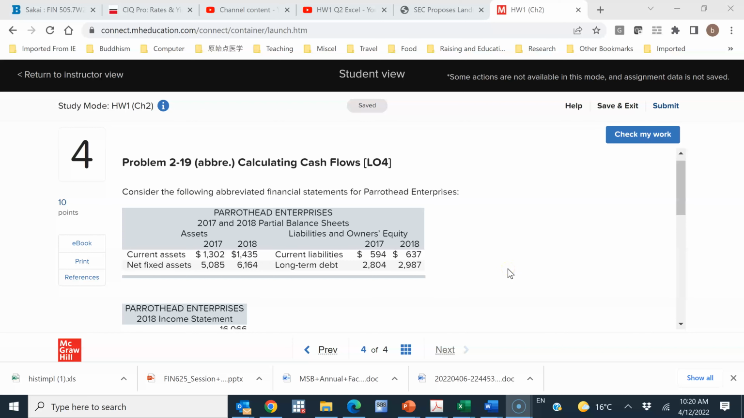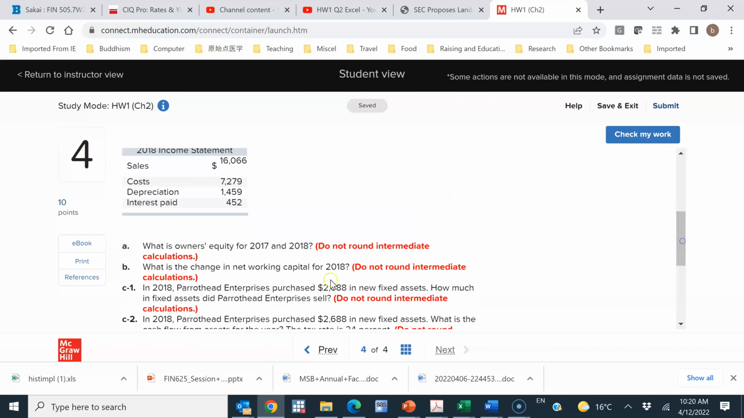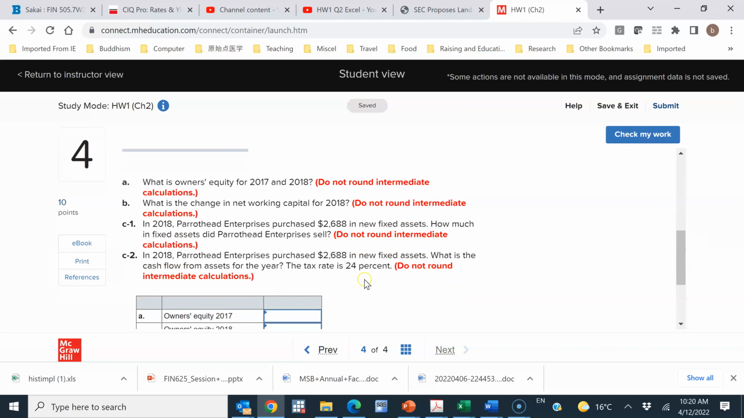This is question number 4 of homework 1 for session 2. So we are provided with a partial balance sheet and income statement. We are asked to calculate some numbers from both the balance sheet and, I guess, mainly from the balance sheet. And then we are asked to calculate the cash flow from assets.